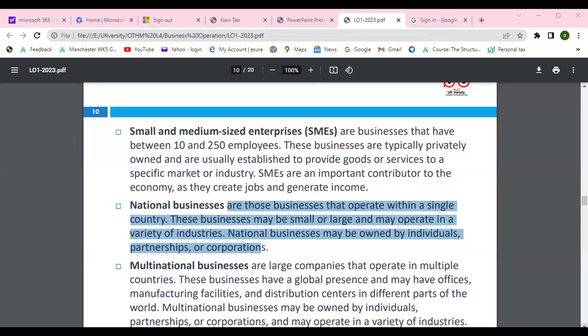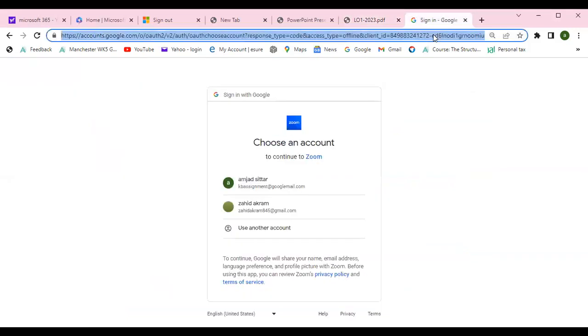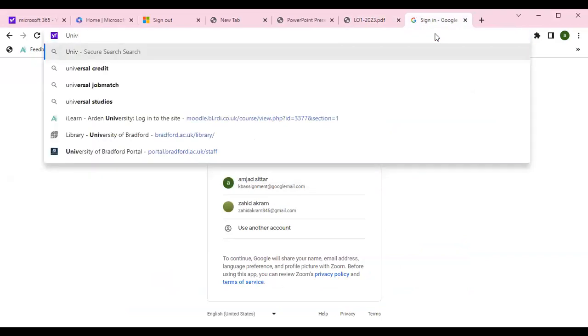Multinational. Do we know multinational means they have operations in many countries? Maybe we heard about the company called Unilever. Do we know about Unilever? I never heard of it, to be honest. Okay, all of us really use their products almost every day. I'll show you.